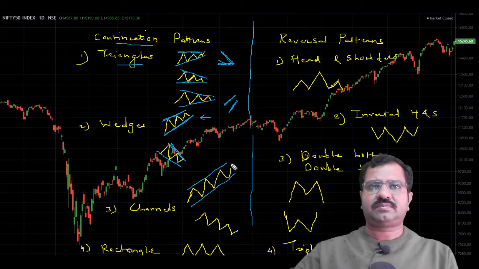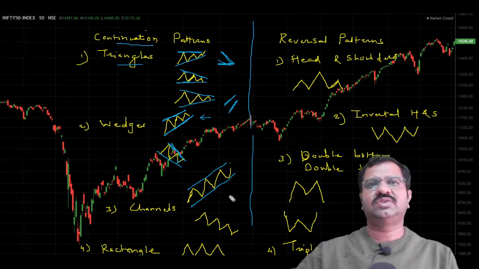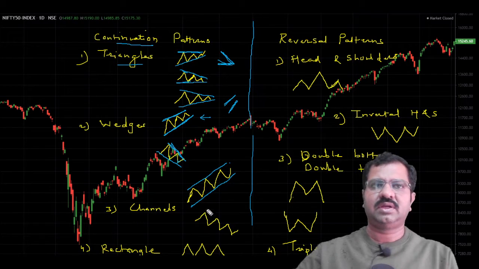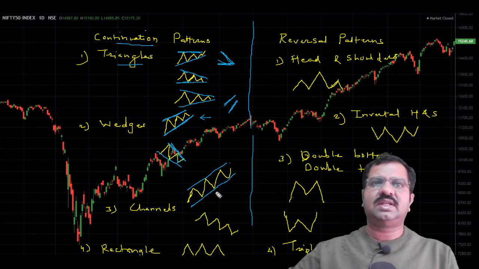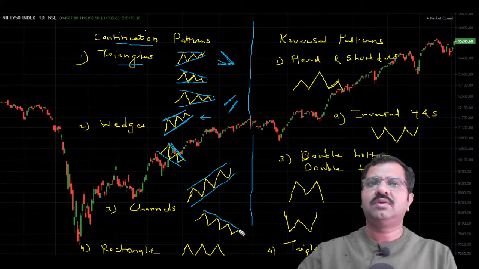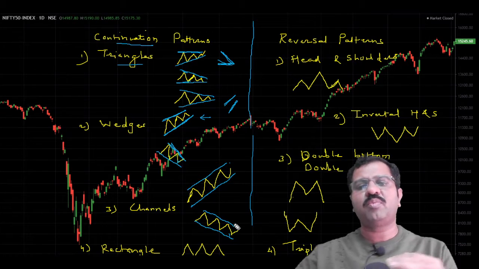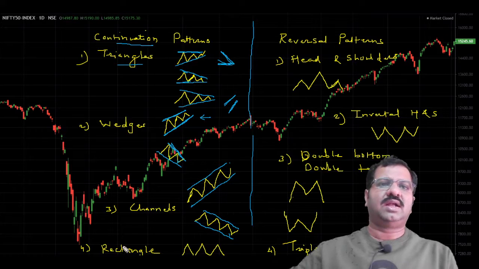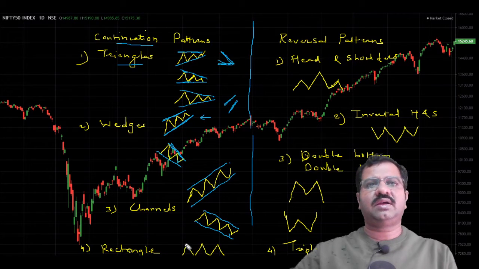One is this rising channel, or one is this falling channel. Or you can directly say that this is a bullish channel or this is a bearish channel. But both of these resistance and support lines go parallel in channels. And the last pattern is the triangle pattern. The last one is the rectangle pattern.